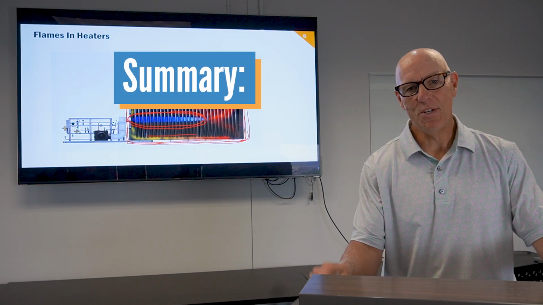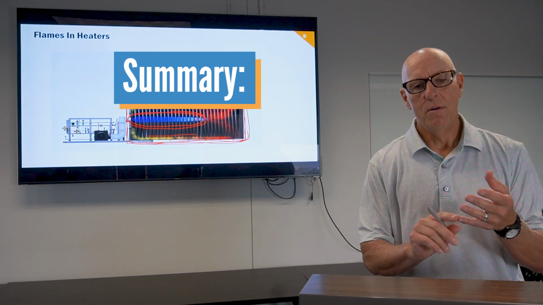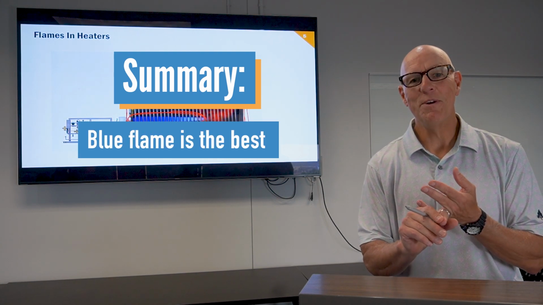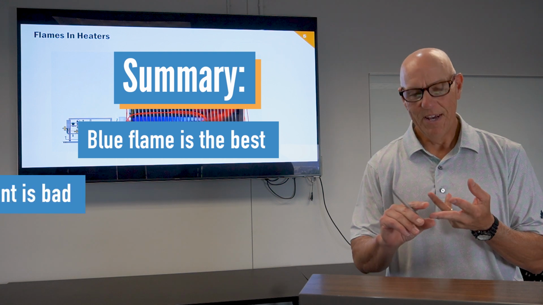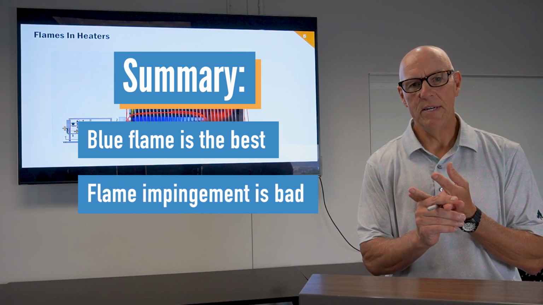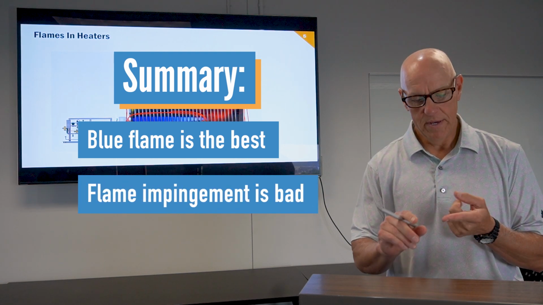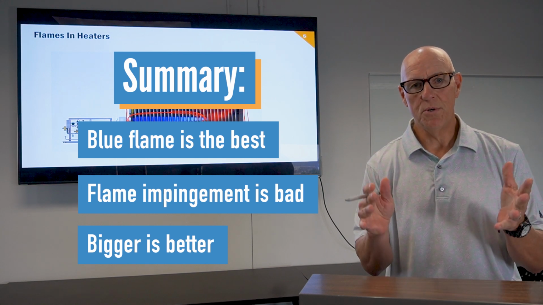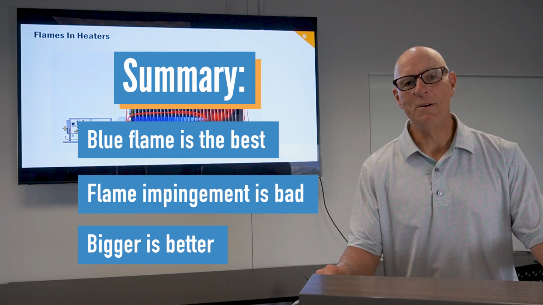So, in summary, blue flame is the best when you're burning natural gas. Flame impingement is usually an indication that something's wrong. And as a burner supplier or a burner purchaser, bigger is better.